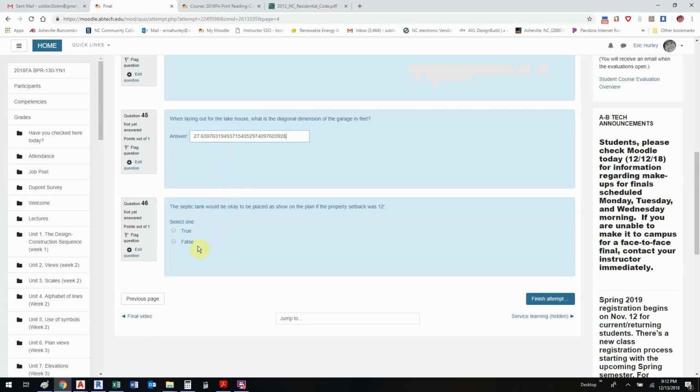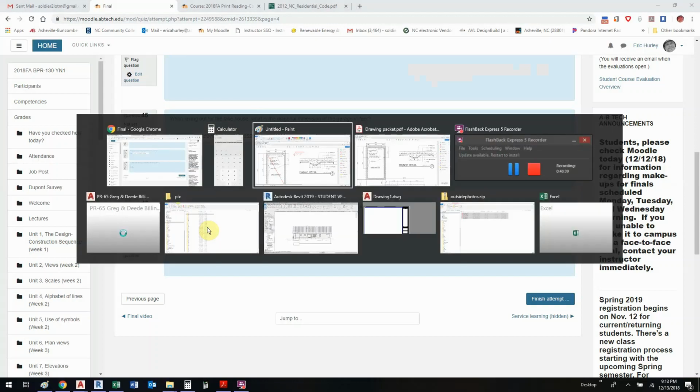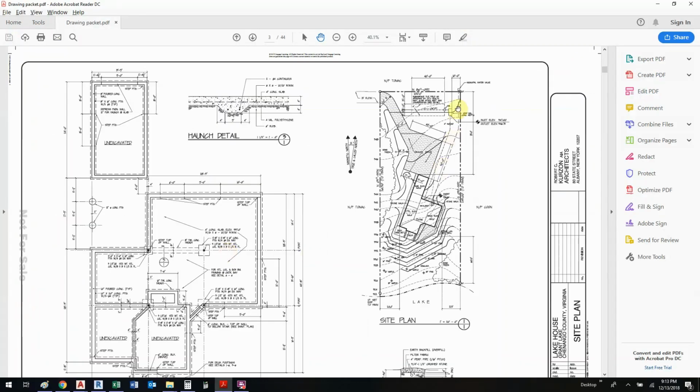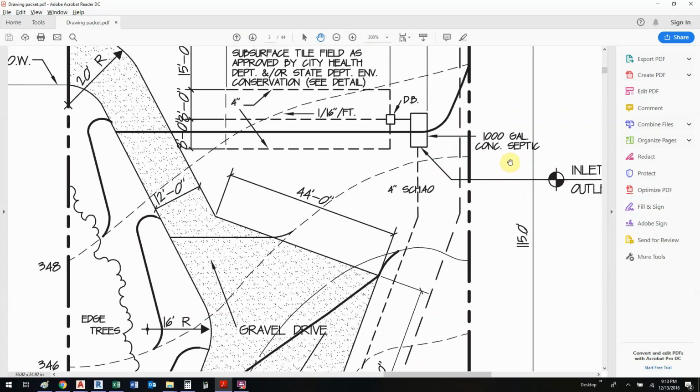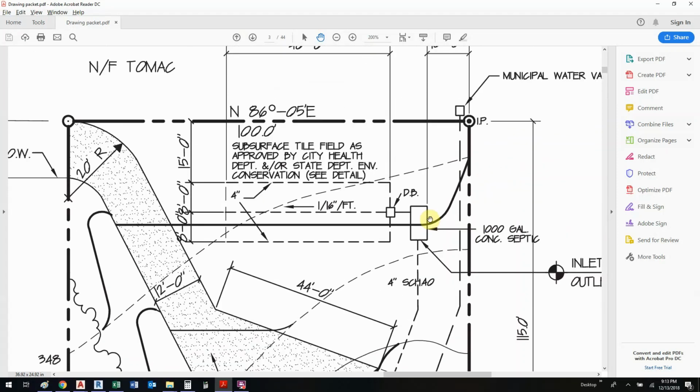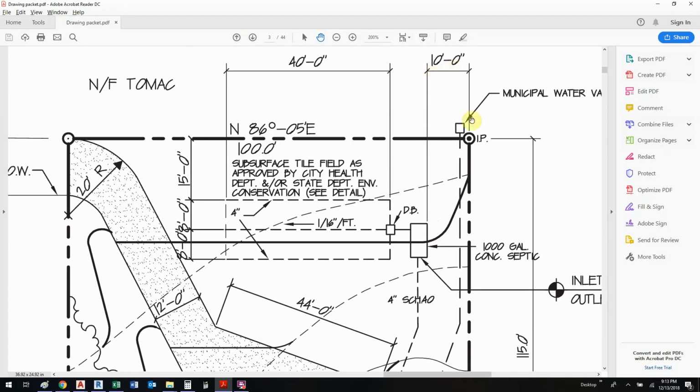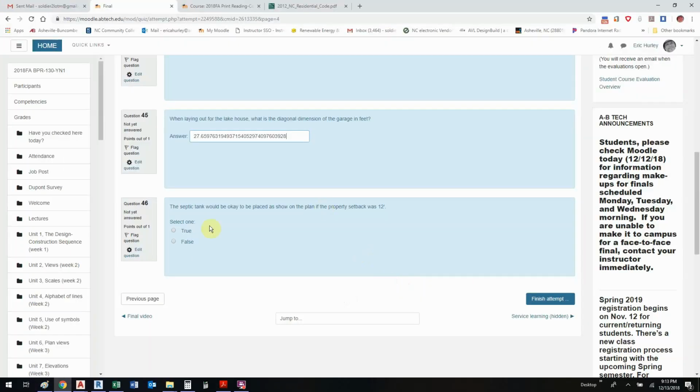The septic tank would be okay to be placed as shown on the plan if the property setback is 12 feet. Yes or no? Is that true or false? So let's go over to the plans. We're going to see that this septic tank is set 10 feet from the property line, and the setback would be 12 feet. We cannot do that. Okay, we can't put anything in the setback, so this is false.